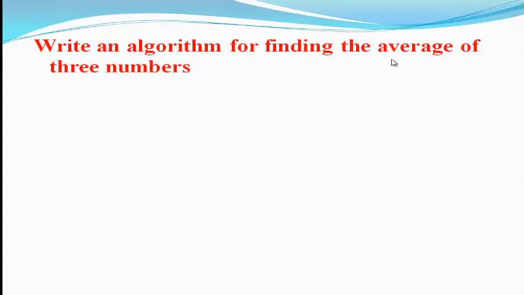Here one definition is given. Write an algorithm for finding the average of three numbers. Here we have to write an algorithm to find out the average of three numbers that we input. For that, we follow these different types of steps. Here the first step is start. Previously we discussed that an algorithm always starts from the first step, the start step.